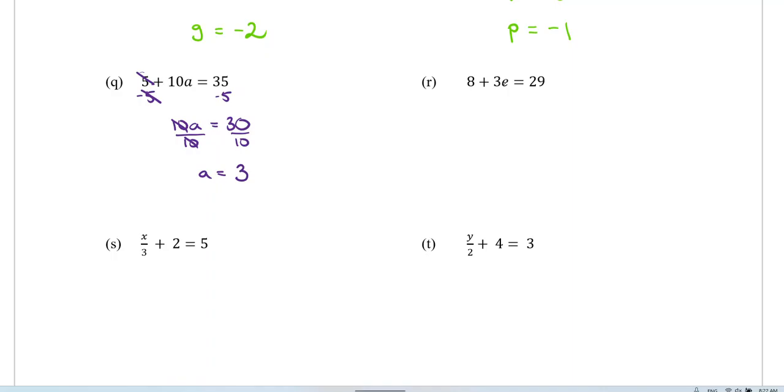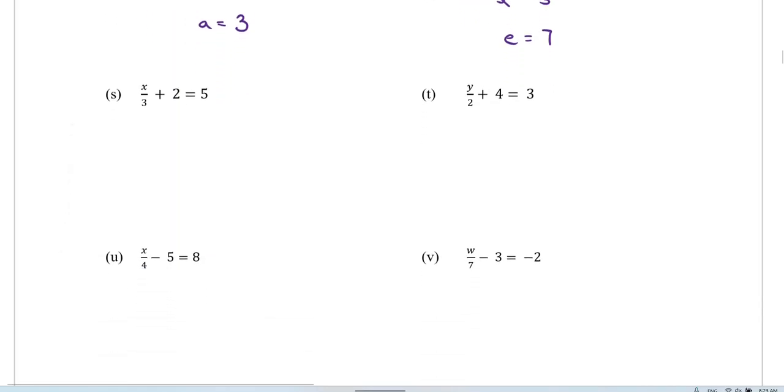Similarly in R, the e is over on this side, so we want to get rid of the 8 first. We're going to minus 8. That will give 3e equals 29 take 8 is 21. Then divide by 3, and e equals 7.